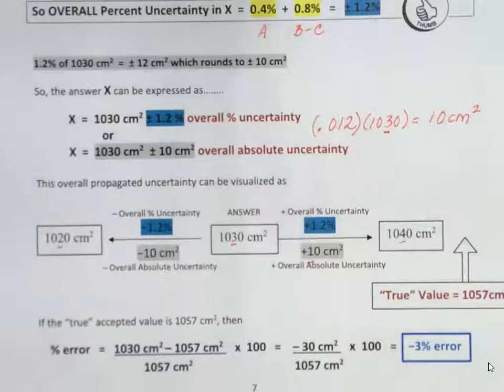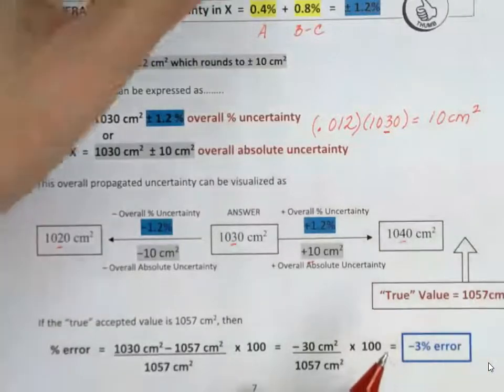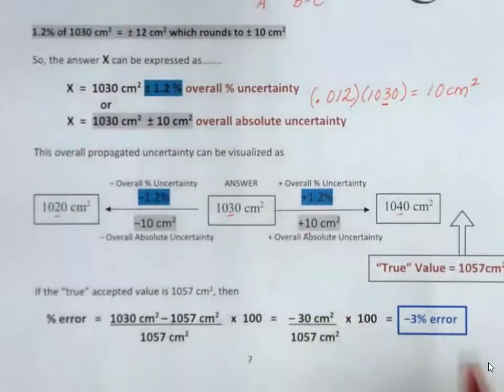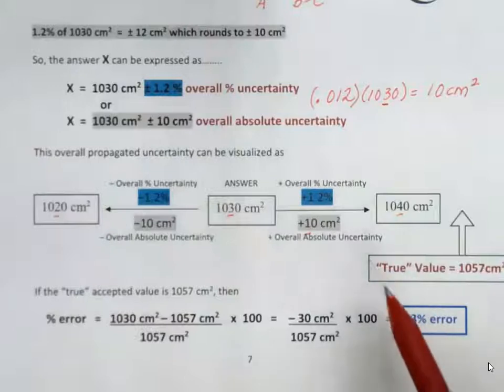The true value for this problem is 1,057. It's outside of our range of uncertainty. And when I calculate my percent error, I can see just how accurate I am. And my answer is too low by 3%.